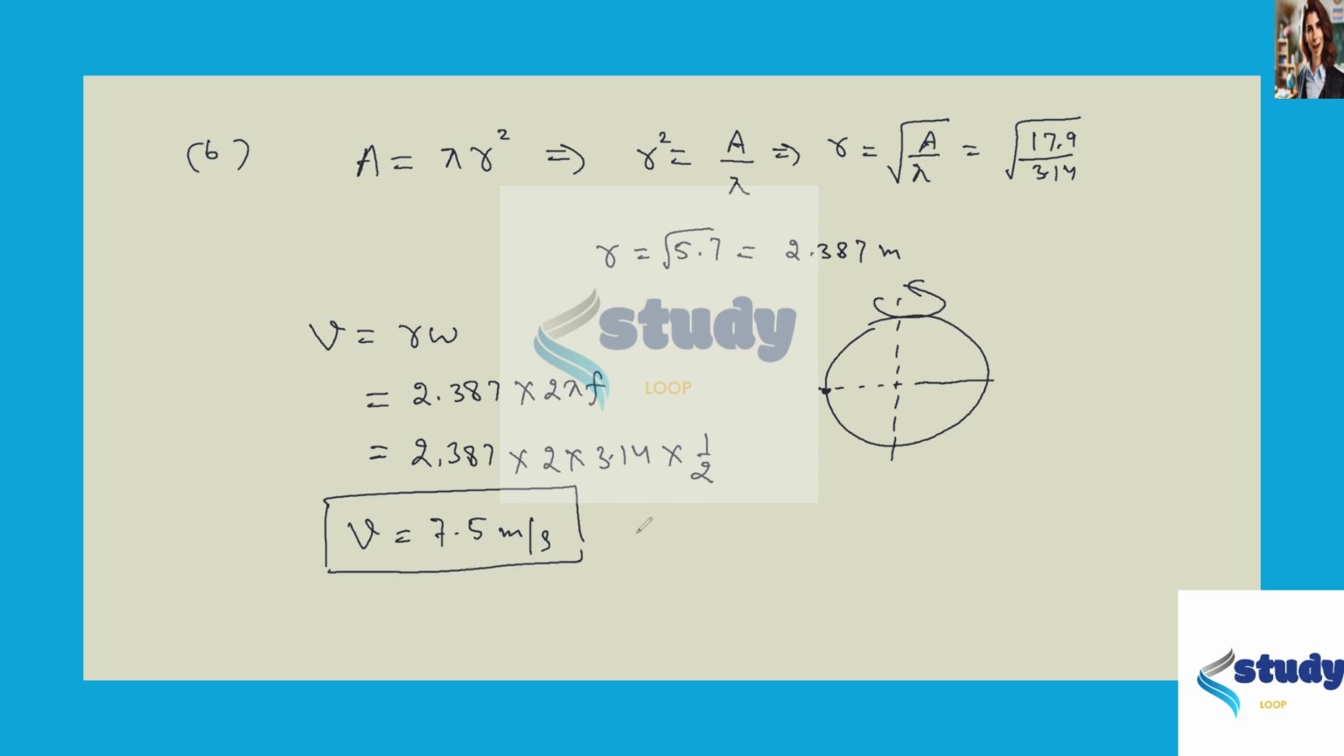And this much high speed is not feasible. So finally, we conclude that we cannot give this much high speed to this coil having the large area of approximately 18 meters square. So we cannot make this generator on that deserted island.